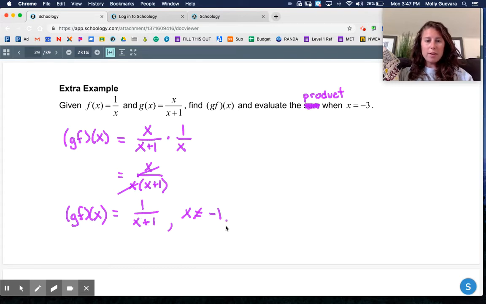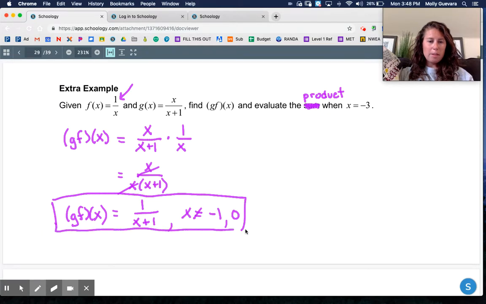Okay, the other value that I see that I cannot have is 0. And that is because of this function right here. If x is 0, then I would get 1 over 0, and I can't have that either. Okay, so boom. So if there are restrictions on what x can be, you have to make sure that you write that.